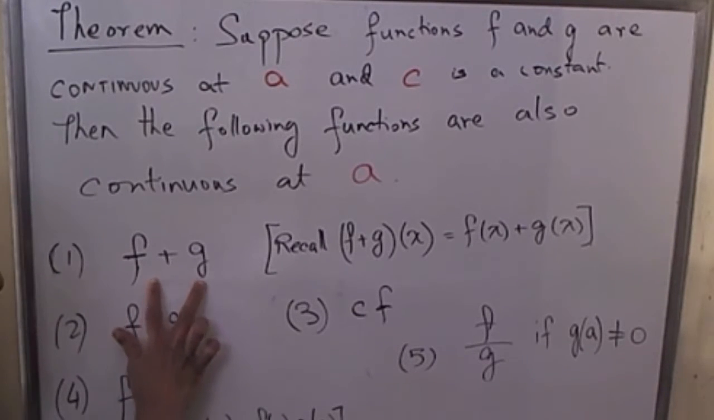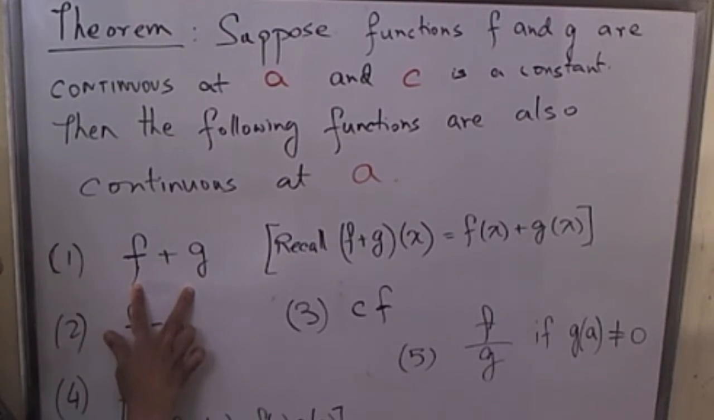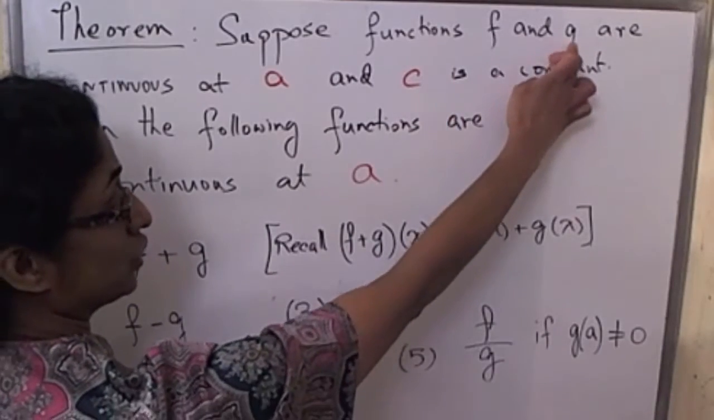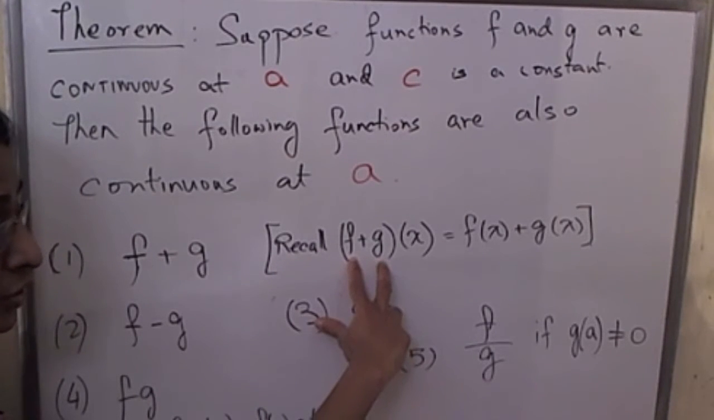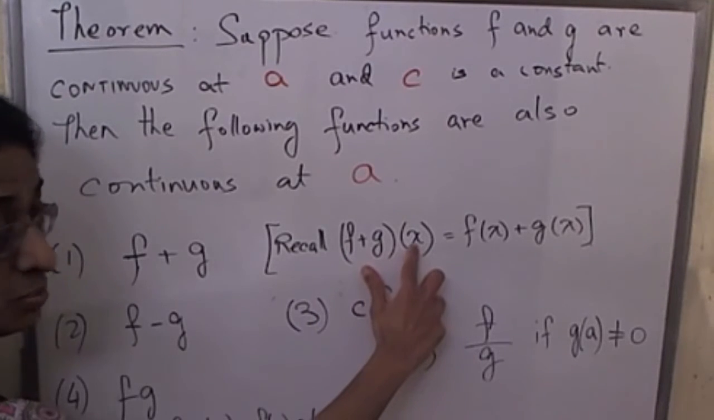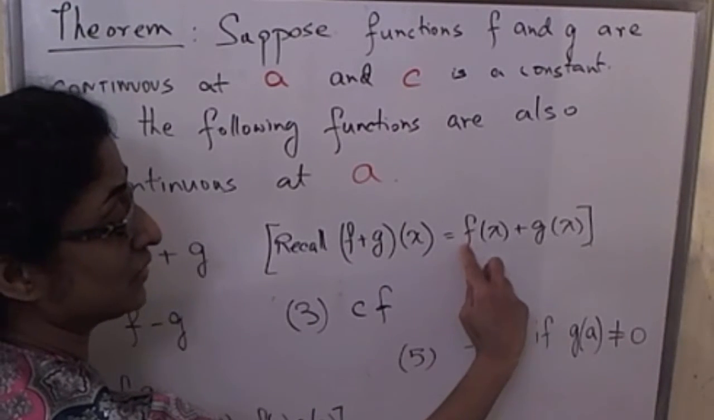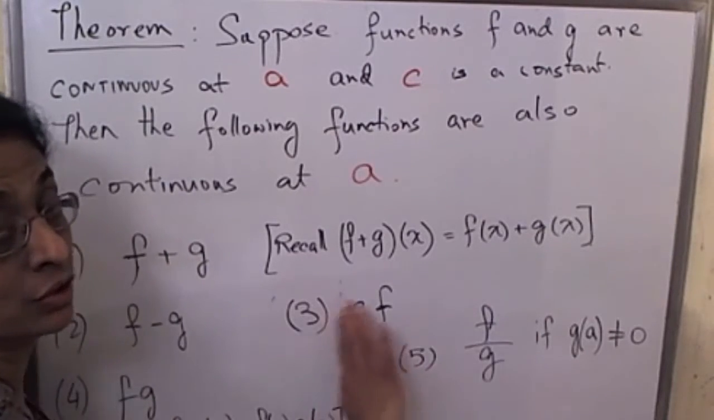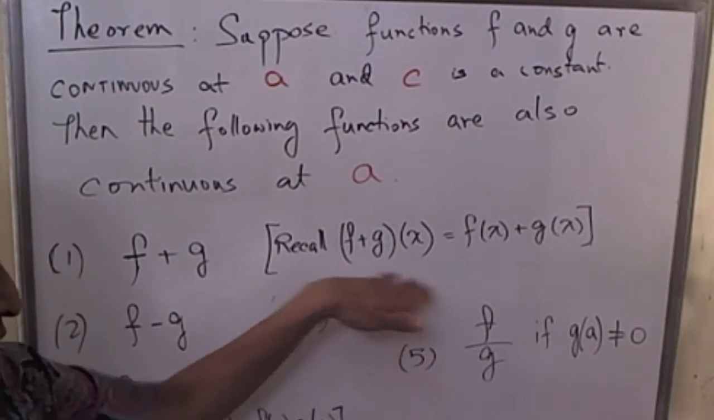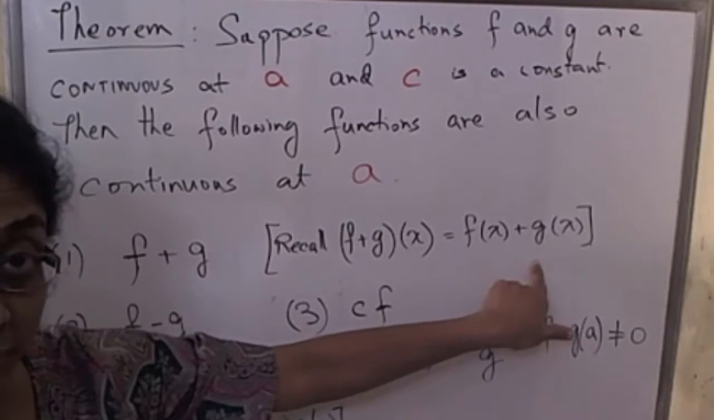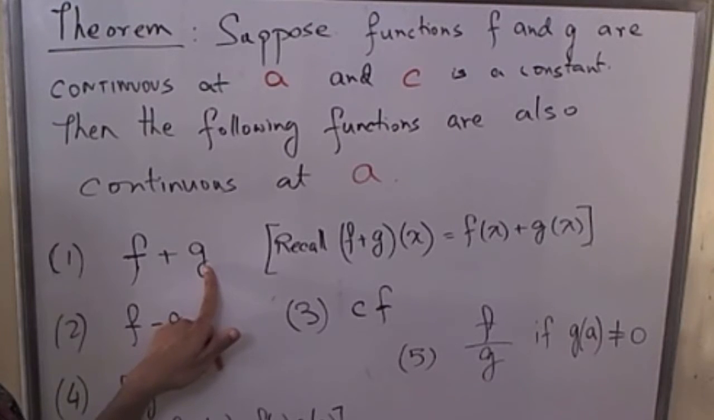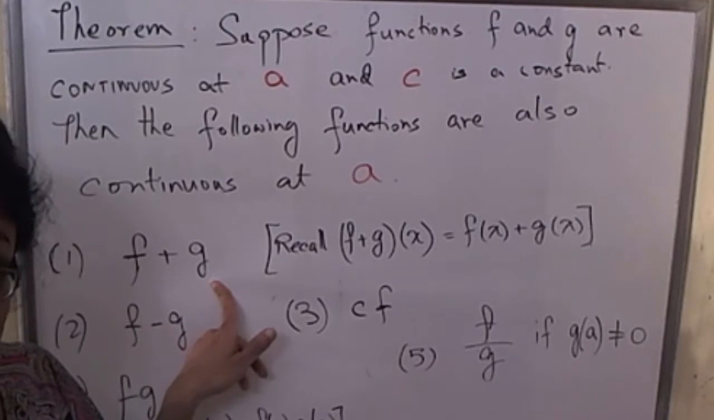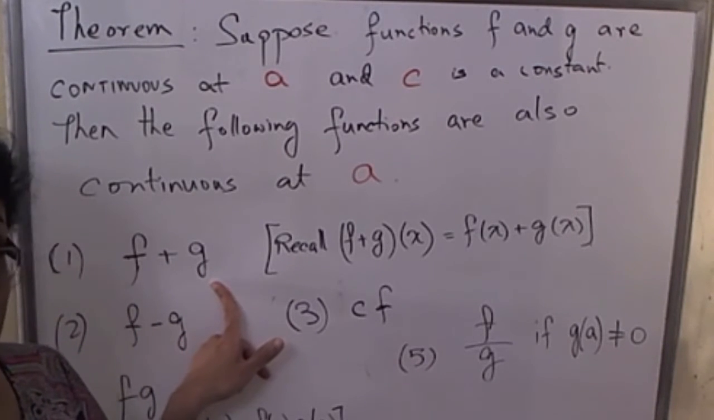So let's look at number one, f plus g. That's a new function that we can create or build from these building block functions f and g. How do we do that? Well, recall f plus g is a function that takes an input x, and the output it gives is f of x plus g of x. So remember that. If you define f plus g in that manner, then what this theorem is telling you is, if you know f is continuous and g is continuous, then in fact f plus g is also continuous. We're going to prove that in just a minute.